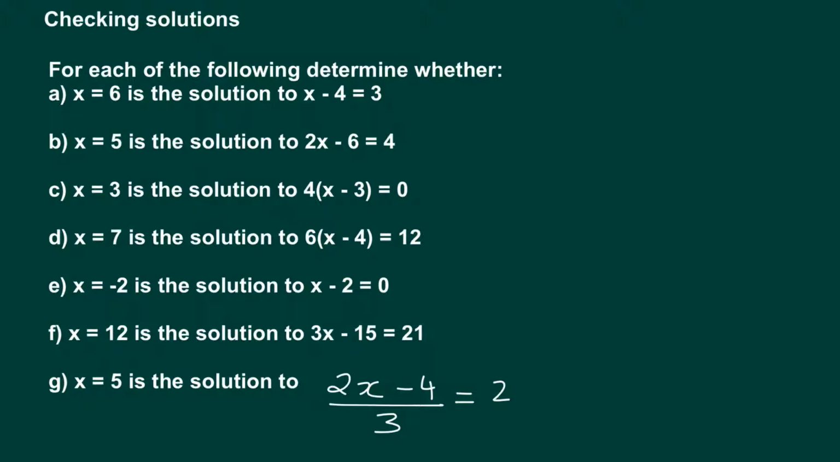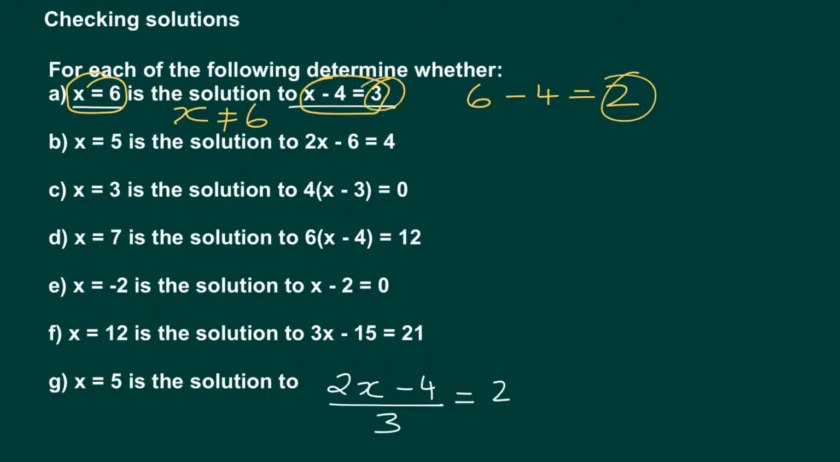Alrighty, so let's have a look at the very first question. It says, for each of the following, determine whether, for part A, x equals 6 is the solution to x minus 4 equals 3. So guys, just as we did before, all we have to do is substitute that value of x equals 6 into the equation of x minus 4 equals 3. So let's do that now. So x becomes 6 minus 4 equals, 6 minus 4 is simply 2. So we know that x equals 6 cannot be the solution because we got a 2 instead of a 3.